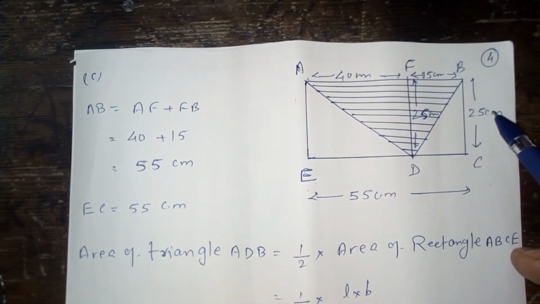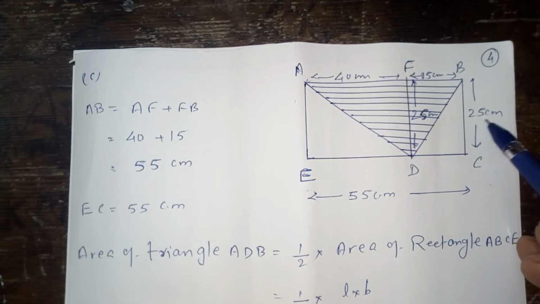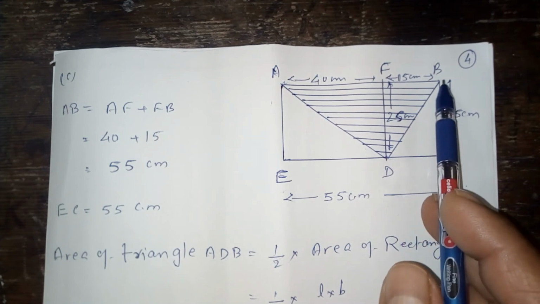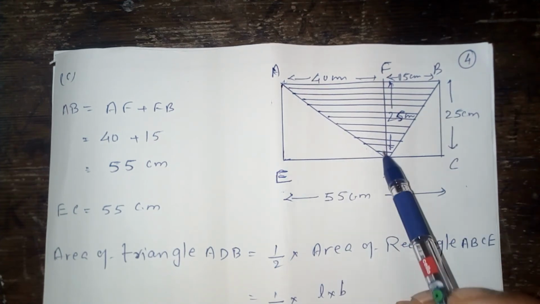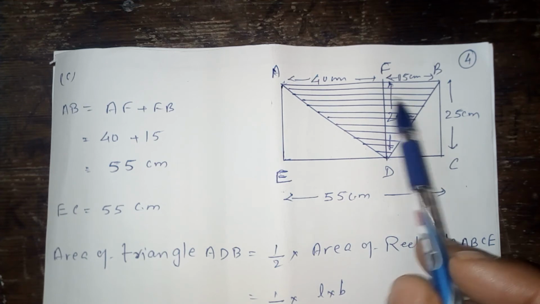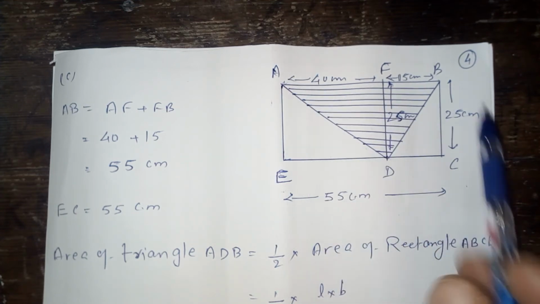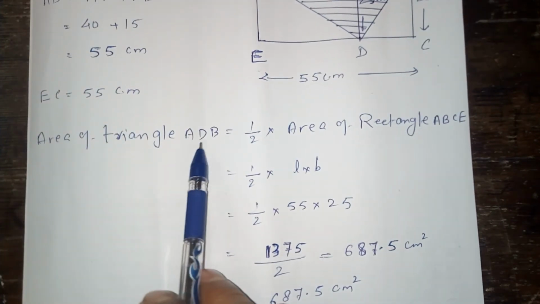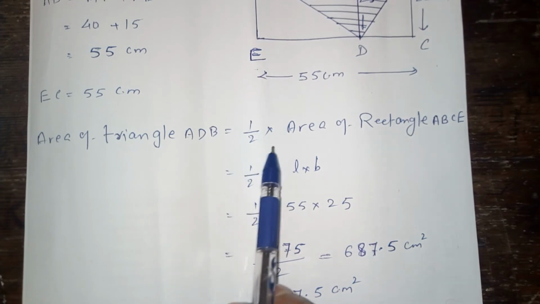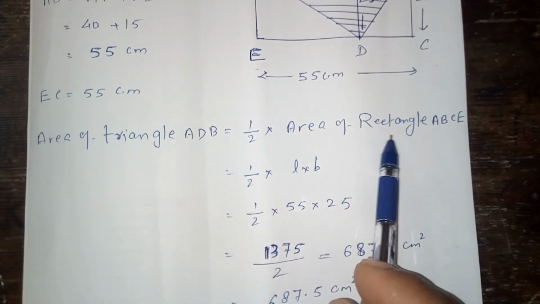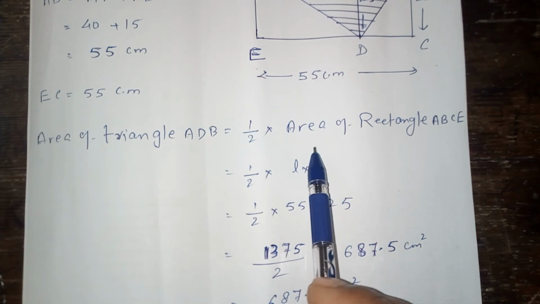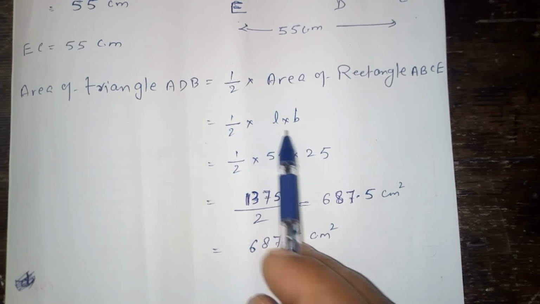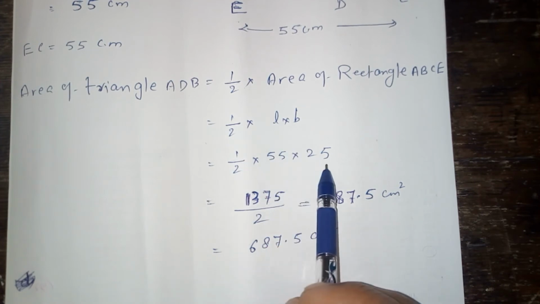And breadth is 25 centimeter as you are looking. So the area of triangle ADB is half of the area of rectangle ABCE. Area of triangle ADB is equal to half into area of rectangle ABCE. Area of rectangle is length into breadth. Now look here, half into length is 55 centimeter and breadth is 25.